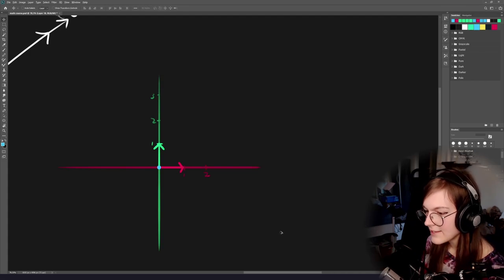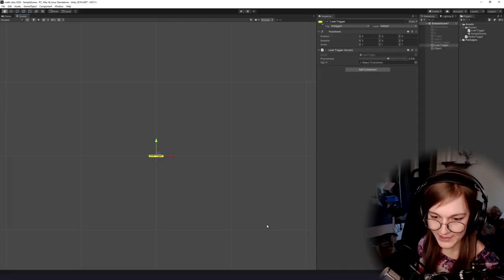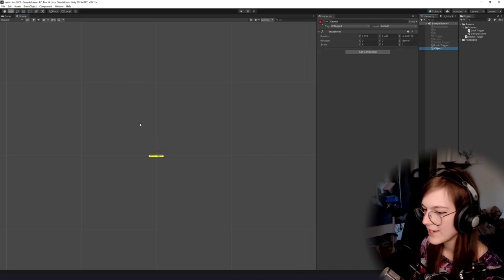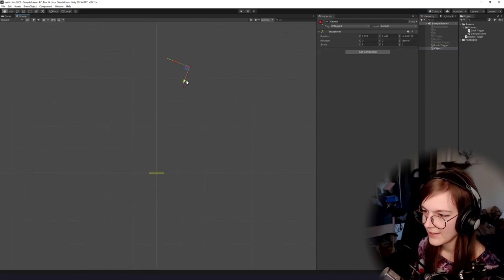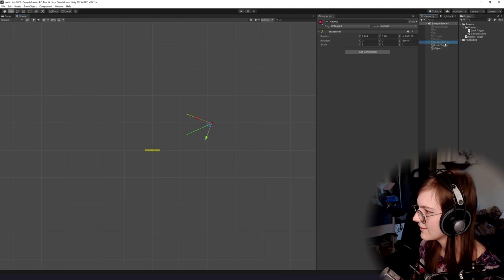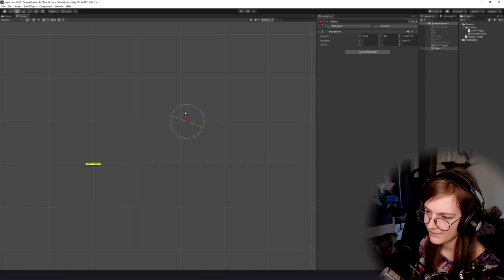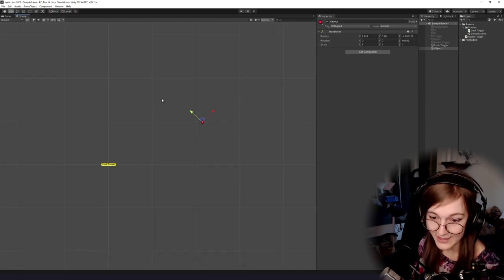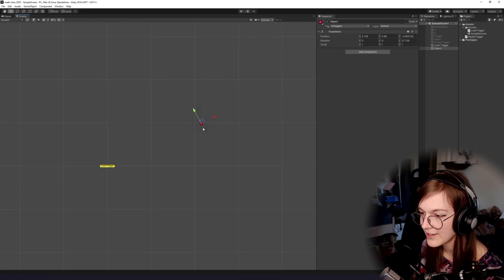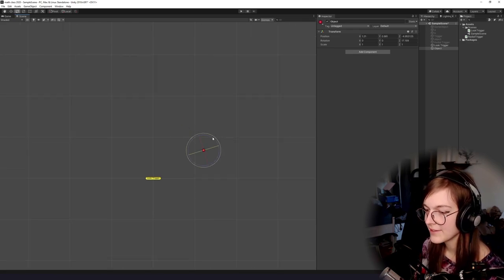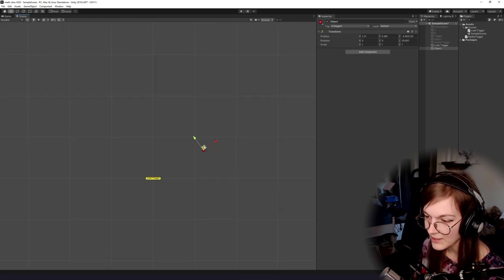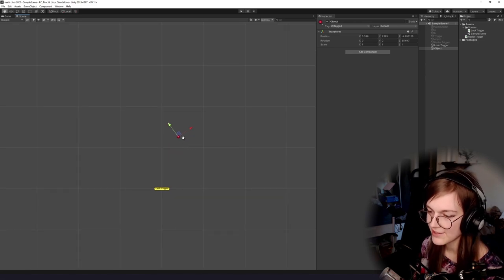But we don't only have world space. We also have the space of every single object in the world, right? So if we look at this object, I guess maybe we should remove the look trigger thing. So if we look at this one, it has a different set of basis vectors. These are not pointing in the same direction. So this one depends on the rotation of the object, and they're pointing in different directions.